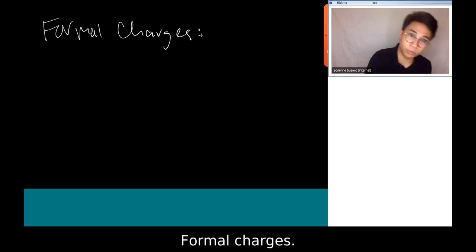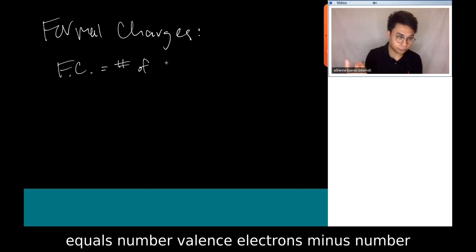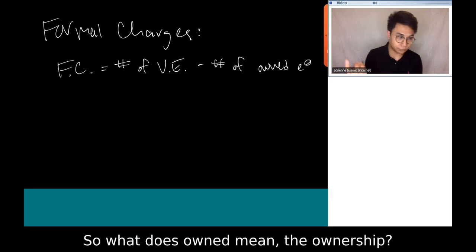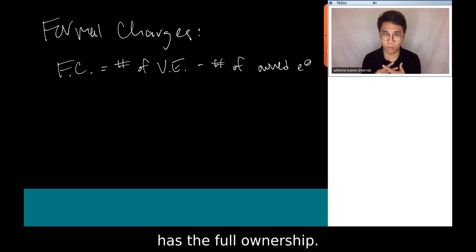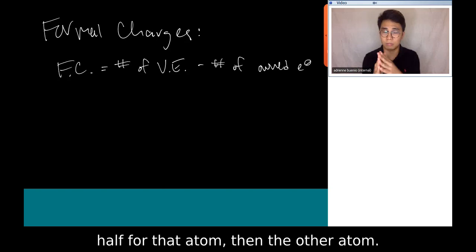Okay, formal charges. Formal charge, abbreviated as FC, equals the number of valence electrons minus the number of owned electrons. So what does owned mean? Ownership: if there's a lone pair, the atom that has the lone pair has full ownership. If it's a bond, it's pretty much half and half, half for that atom and half for the other atom, right?